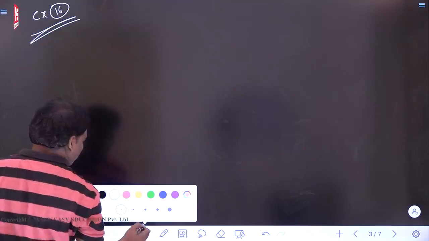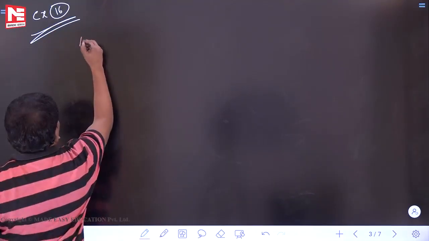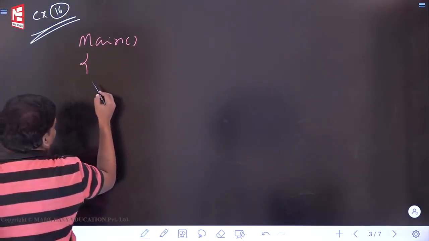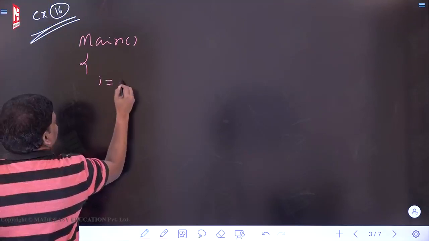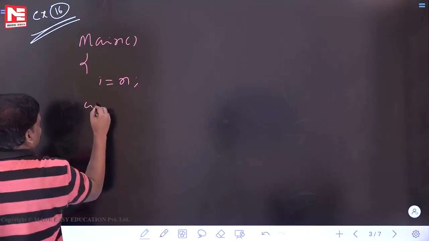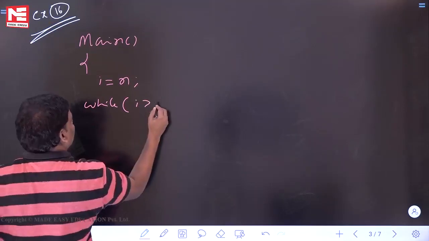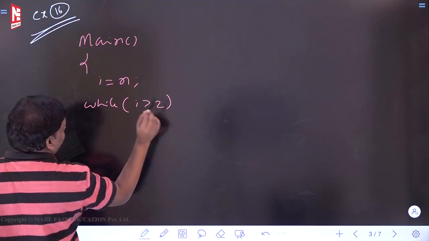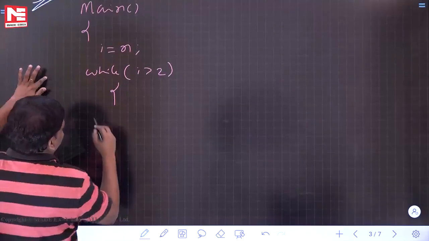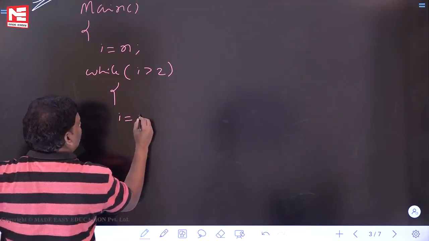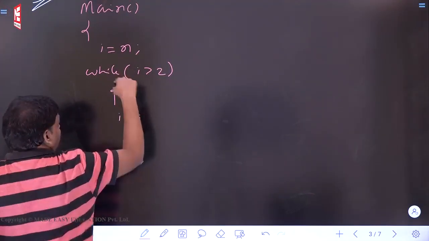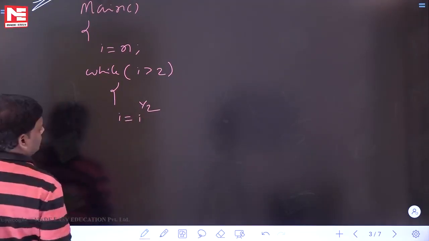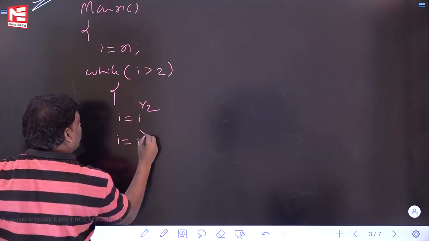Example 16. See this problem also. This is I think going to be very simple. Let me check here. I is equal to n. I started from a very big number. While I greater than 2, I is decrementing. When I value becomes 2, 2 greater than 2 fails, then you will come out of this loop. Now see the answer. Do you have to decrement or increment? You have to decrement because it is already bigger. So I is equal to I power 1 by 2. Next one, I is equal to I power 1 by 3.